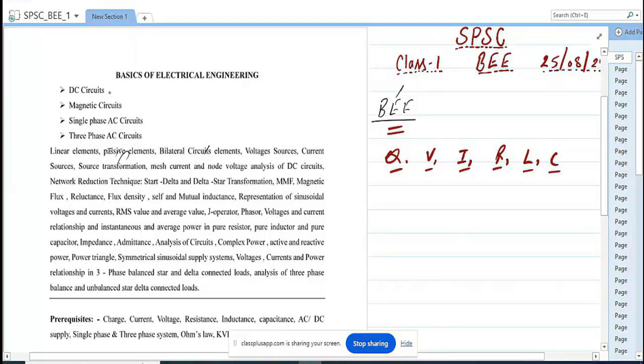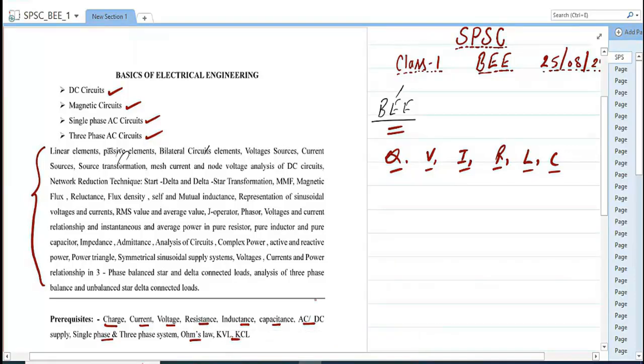The very first topic is DC circuit, then magnetic circuit, then single phase AC circuit, then three phase AC circuits. And here are some prerequisites. Before discussing all these, you should know what is charge, what is current, voltage, resistance, inductance, capacitance, what is AC and DC supply, what is single phase and three phase supply system, what is Ohm's law, and what is KVL and KCL. These are the prerequisites. I will discuss all these things in detail. Let us start from the very beginning, that is charge.